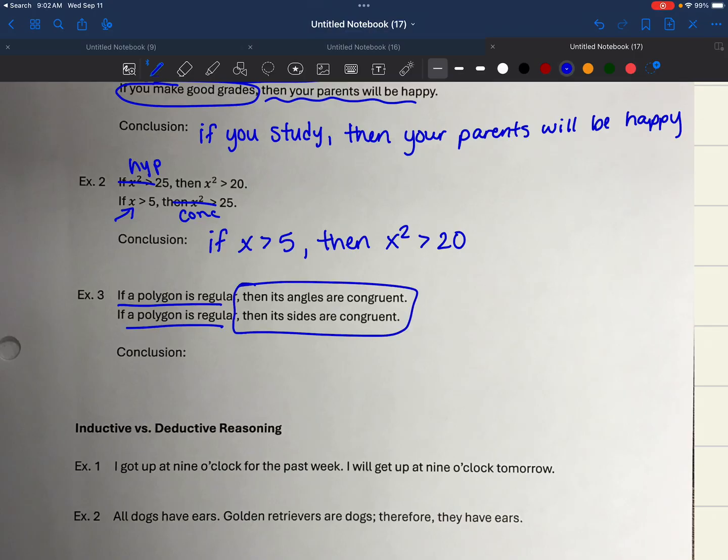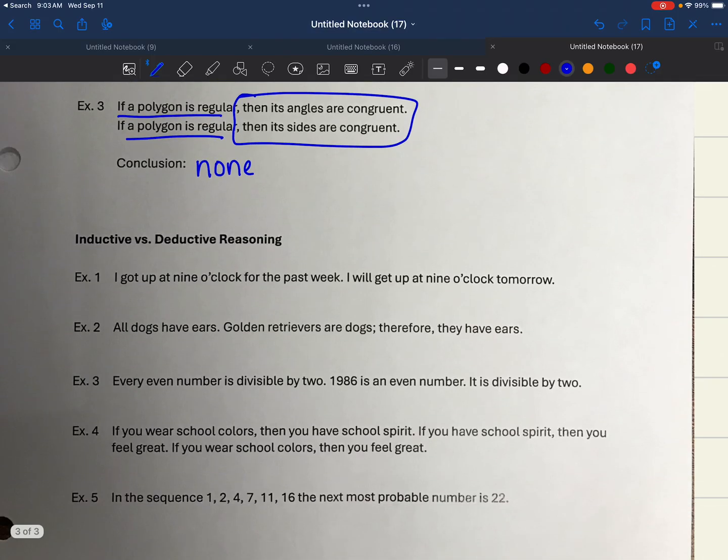Hypothesis. Okay. Let's say we got rid of both of those and we put this together. Does it make sense to say if angles are congruent, then the sides are congruent? Not necessarily, because we don't know that that's true. Okay, so this is one of those cases, which won't happen a lot, but we don't have a conclusion here. Okay.